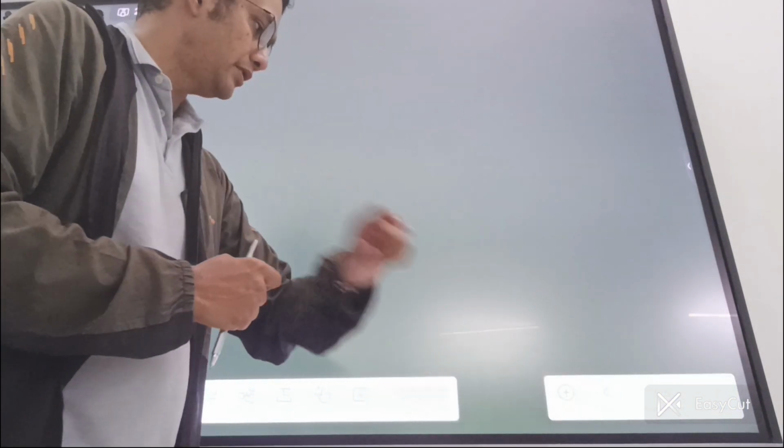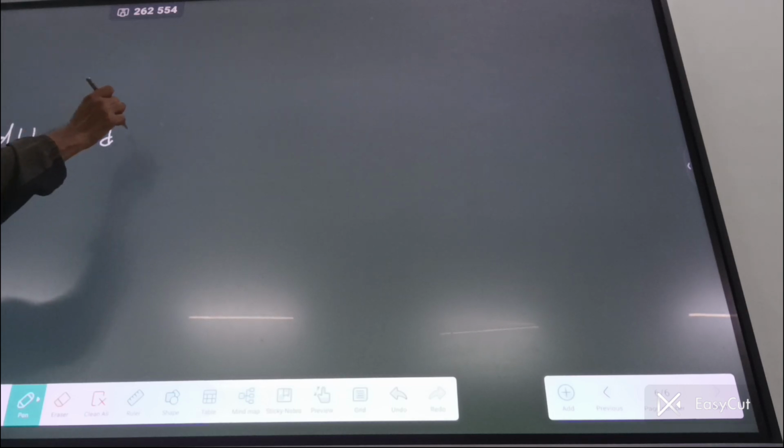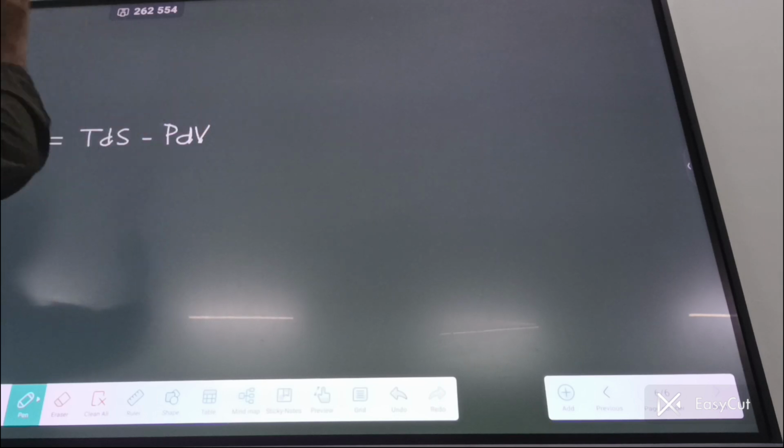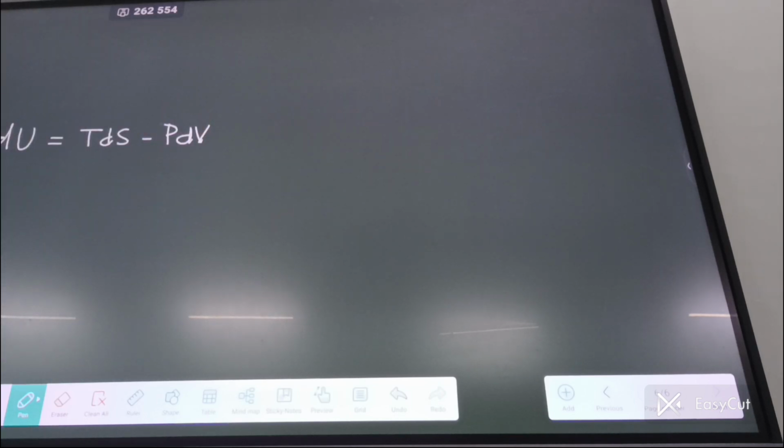So let us start our discussion. When we are talking about thermodynamics, the first thing that comes to your mind is the different laws. You have studied the first law, second law. So if I write the following equation, dU = TdS - PdV, what can you say about this equation?